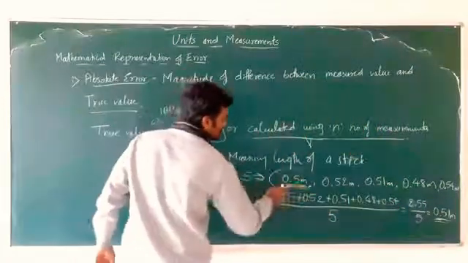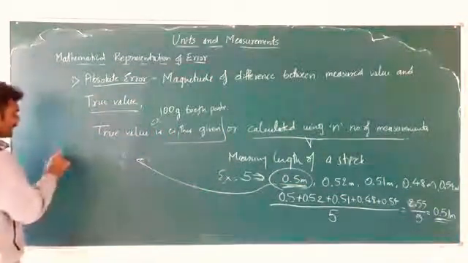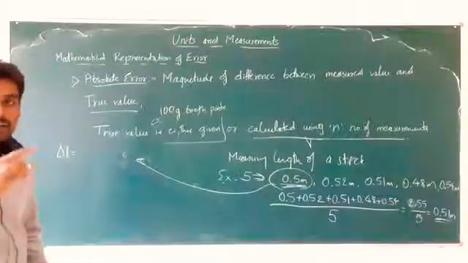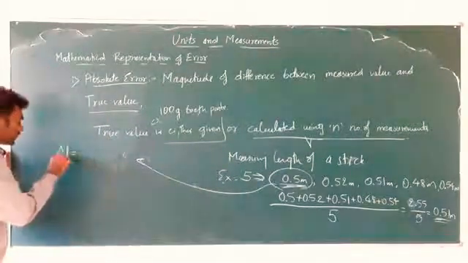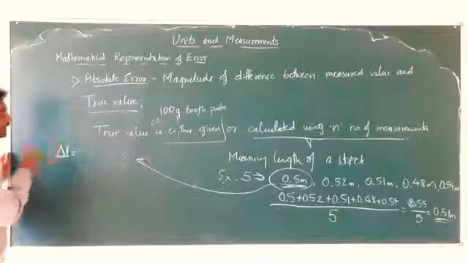Okay, see for the first reading, if I take the error as delta L, we normally represent error using the delta symbol. This is the triangle shape, which is the capital delta. Okay, we call this delta.